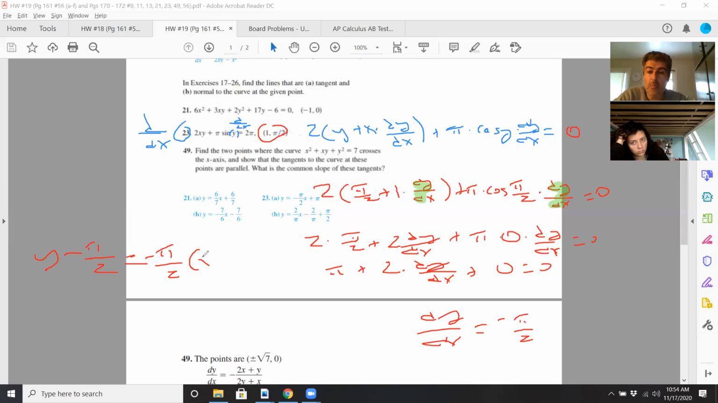Actually, they put the answer in slope intercept form, and I want the answer in point slope form. So leave it in point slope form, and you're okay. That's totally okay.